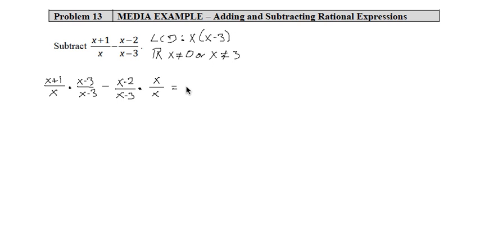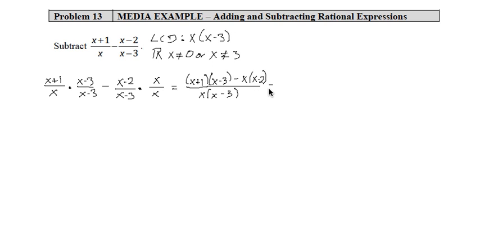Now, I'm going to work with my numerators in a second, but my new denominator is going to be x times x minus 3. So the first numerator is x plus 1 times x minus 3. And then minus, I can join the second numerator now, all over the common denominator.